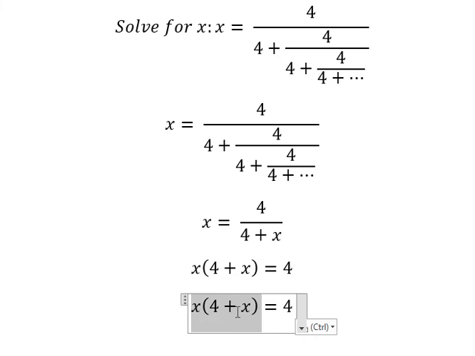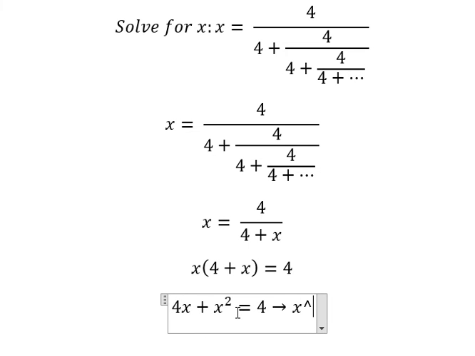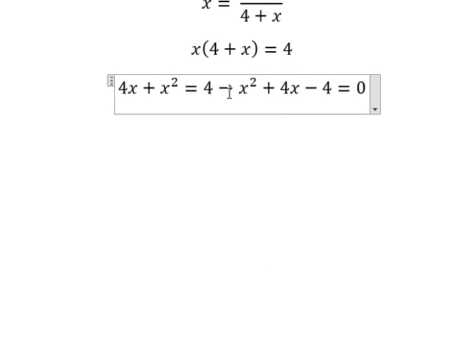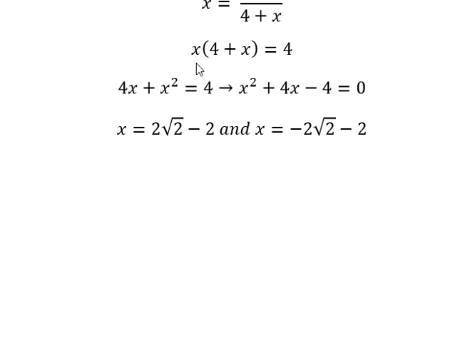Next, we need to expand this one. And now we need to arrange. Next, we need to find the solution of this one. And we have these values in here.